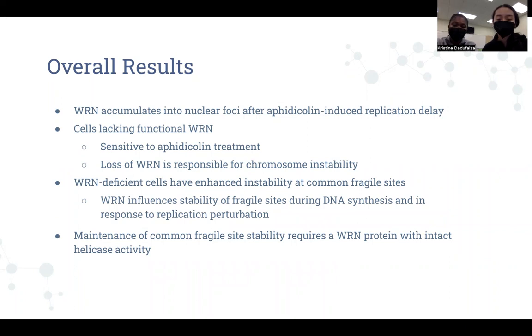In the third test, it showed that WRN influences the stability of common fragile sites, both during normal DNA synthesis and in response to replication perturbation. In the last test, it indicated that the maintenance of common fragile site stability requires a WRN protein with intact helicase activity.